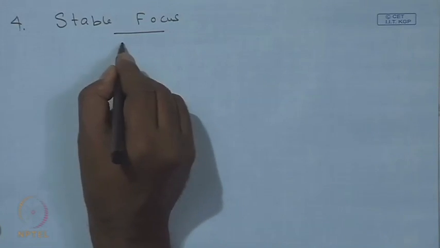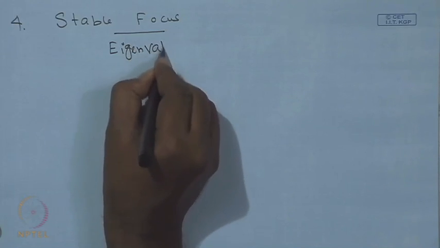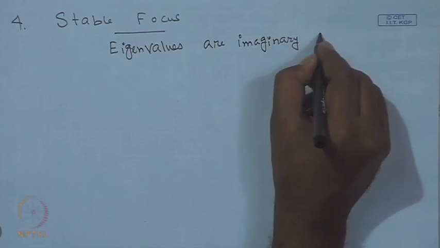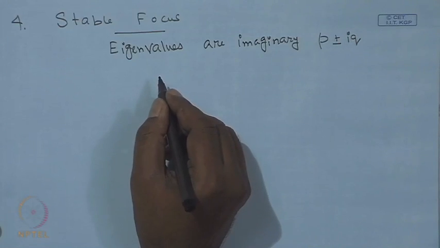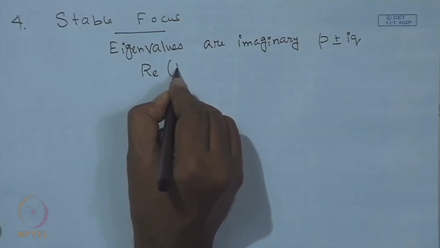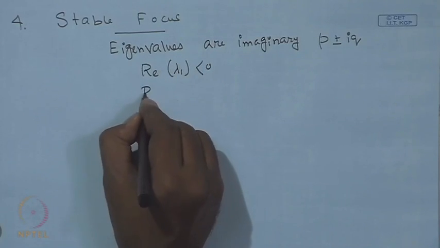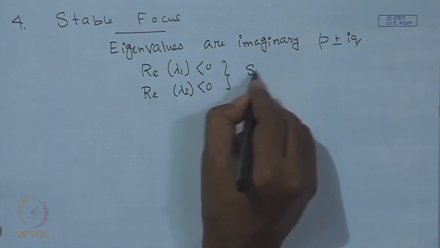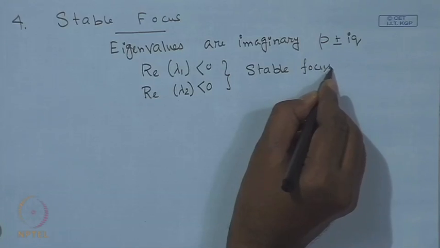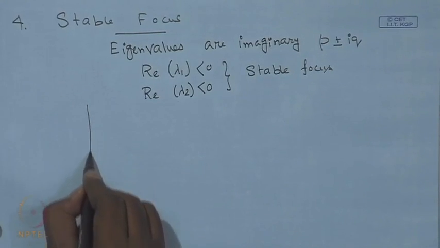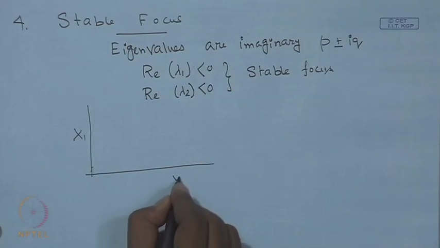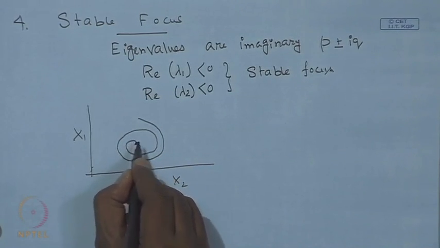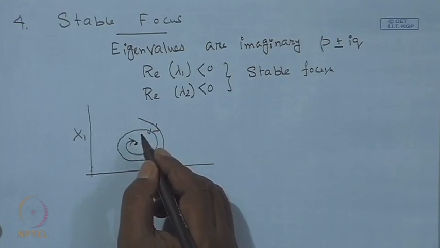The next steady state we will be talking about is called a stable focus. In this case the eigenvalues are complex, in the form of p plus minus i q. If the real part of lambda 1 is less than 0 and the real part of lambda 2 is also less than 0, then we call this focus a stable focus. If you look into the phase plane plot, the steady state is here. Whenever you start from somewhere, the trajectory will spiral towards the steady state.